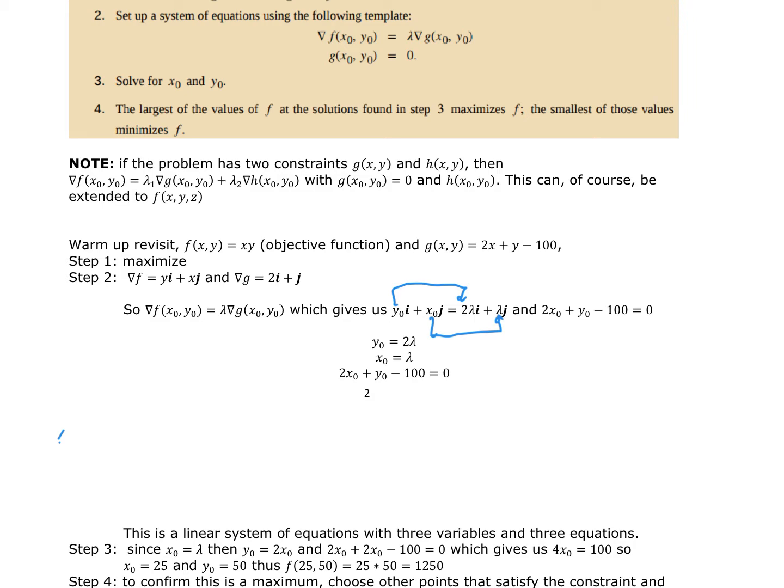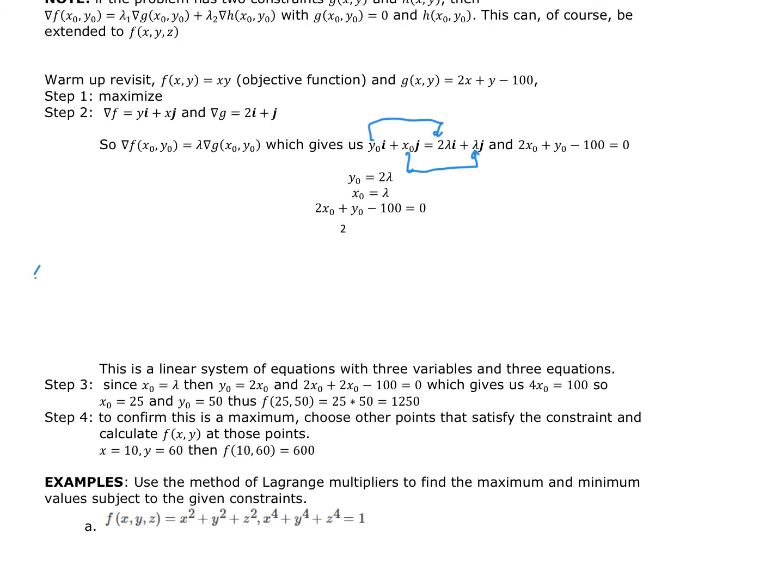And I also have this other equation. Since this is a system of linear equations with 3 variables and 3 unknowns, I can start doing back substitution. Since I know that x naught is equal to lambda, then y naught must be equal to 2 times x naught. So in the third equation, 2x naught plus 2x naught minus 100 is equal to 0, which gives us 4x naught equals 100. So x naught is equal to 25 and y naught is equal to 50.